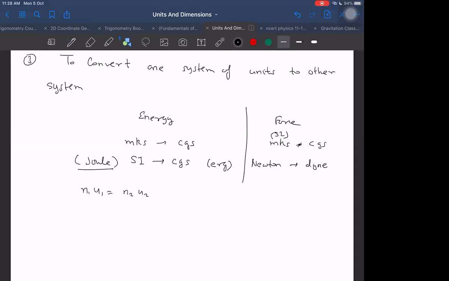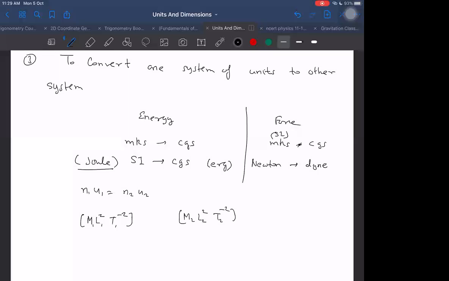What is the dimensional formula for energy? M L square T raised to power minus 2. Let us consider it as M1 L1 square T1 raised to power minus 2 on one side, and the other side is M2 L2 square into T2 raised to power minus 2.